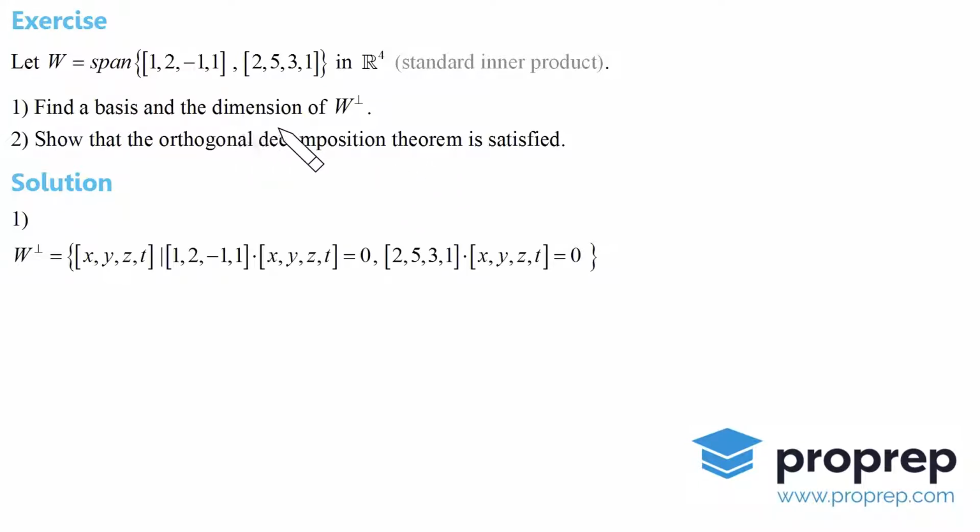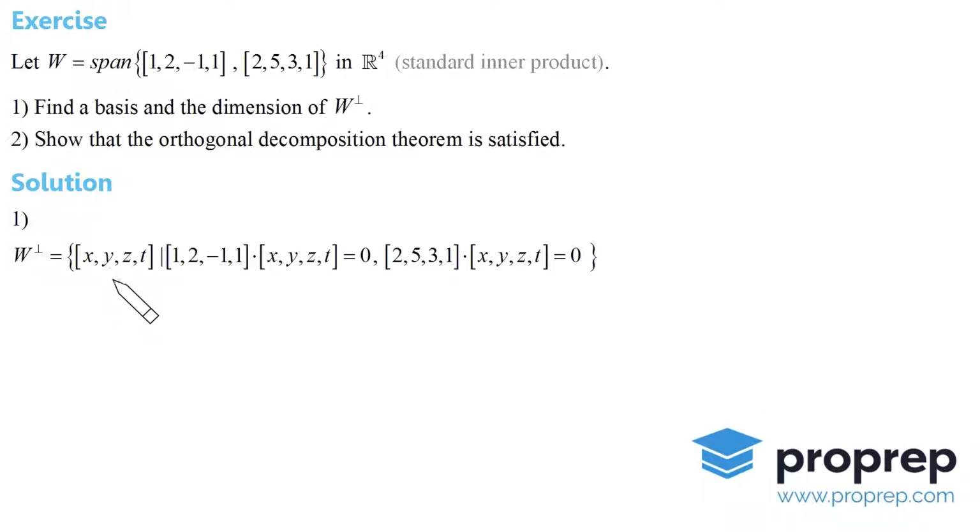Now a vector, say x, y, z, t, will be in W perp if and only if it's orthogonal to all the vectors in W. But we don't need to check it against all the vectors in W. It's enough just to check against these two because they span W. If something is perpendicular to these two, it will be perpendicular to any linear combination, i.e. to all W. So let's write down those two conditions using set theory notation.